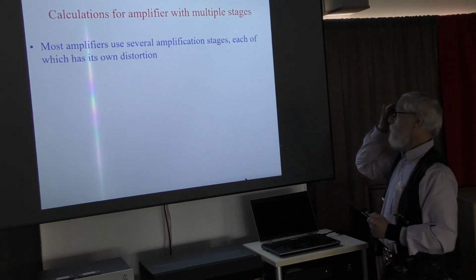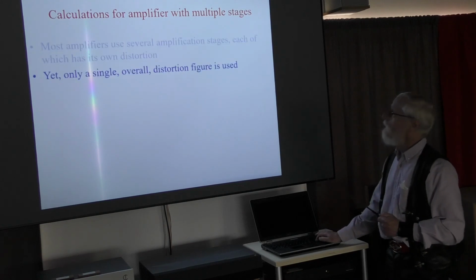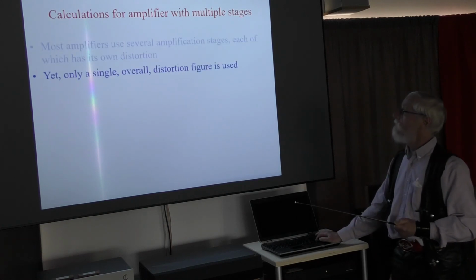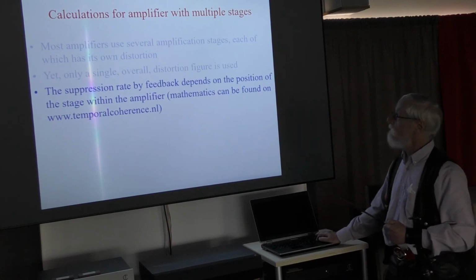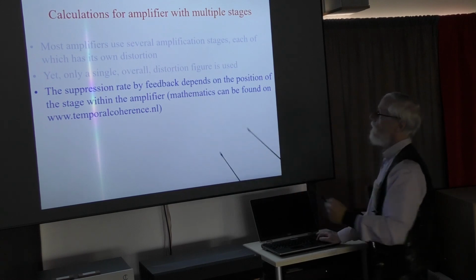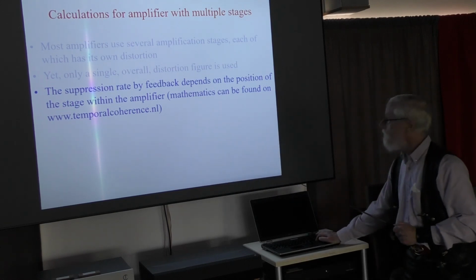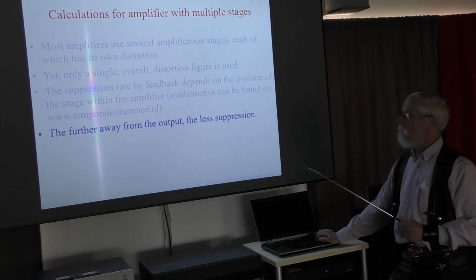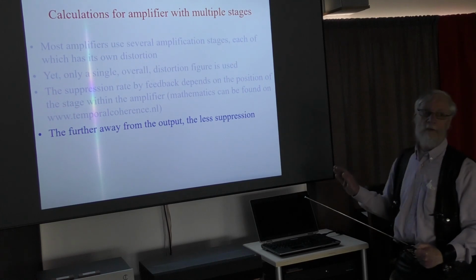Now, most amplifiers use several amplification stages, each of which has its own distortion, but in general only a single overall distortion figure is used. And the suppression rate by feedback depends on the position of the stage within the amplifier. And for those who don't believe me, you can find the whole derivation of this on our website. And it boils down to the further you are away from the output, the less the suppression is.